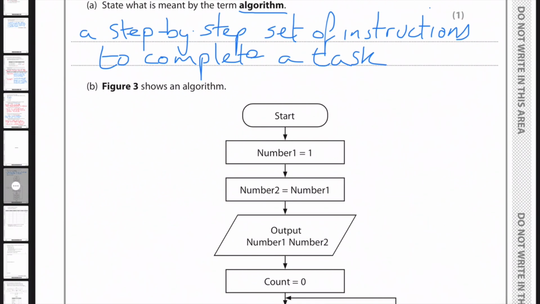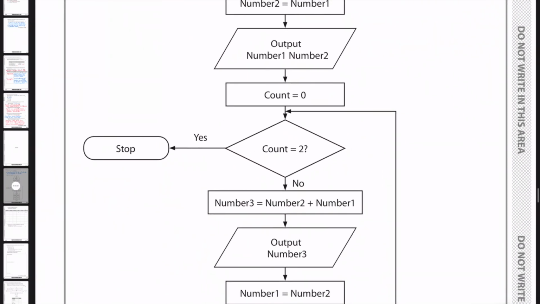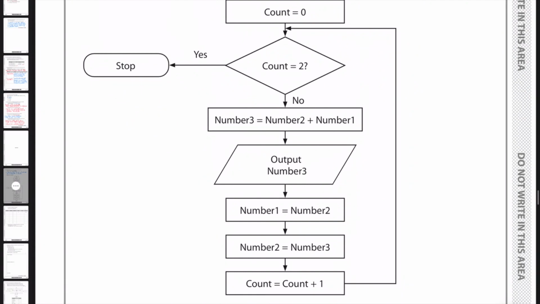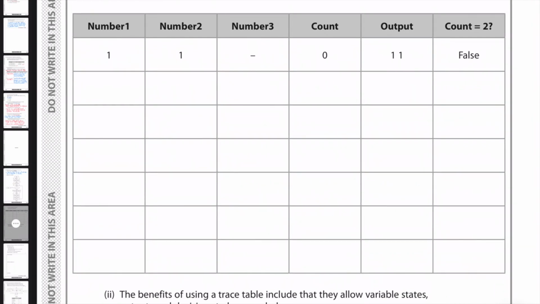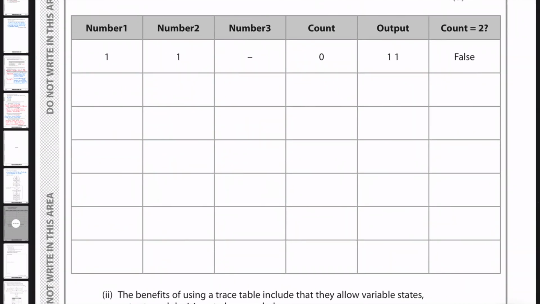And then part B, figure 3 shows an algorithm. So obviously done as a flow chart. We've got start, number 1 equals 1, and we carry on down, and we'll do some counting, and then we've got something at the end, count equals count plus 1, and it loops around until count equals 2. So if I move into a different program, we can see this a little bit better because we've got to complete a trace table for that particular flowchart.